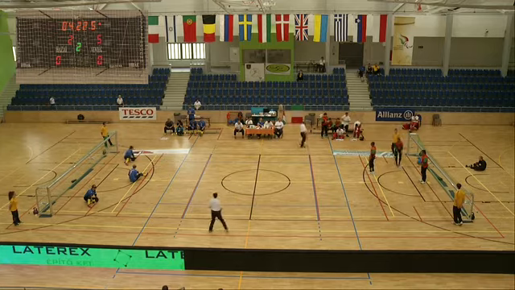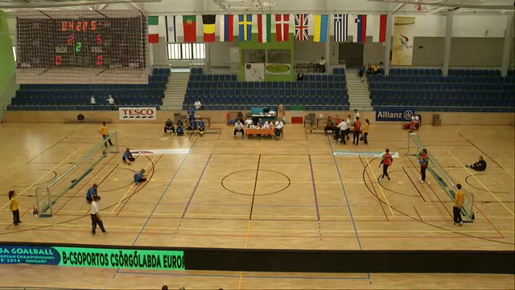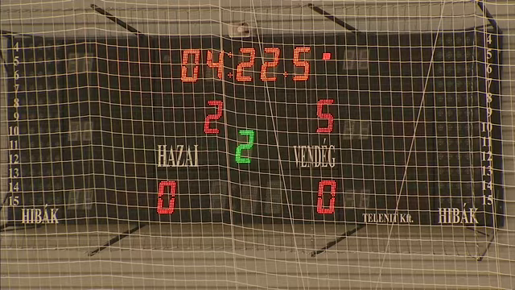So we have a substitution for Portugal. We have number 5 out, number 1 in. So 5 out, 1 in. We have 4:22 remaining. Ukraine on the left lead, 5 goals. Portugal on the right have 2 goals.